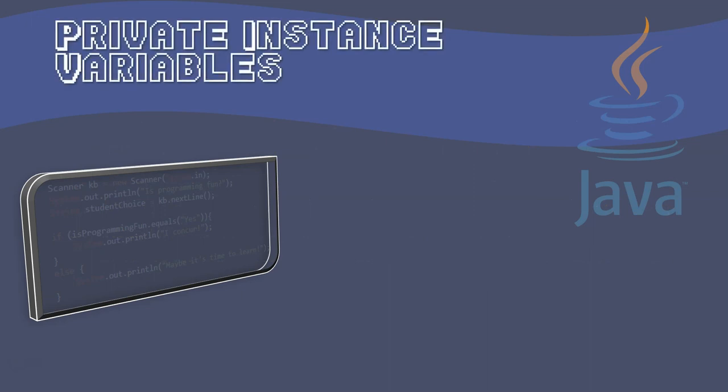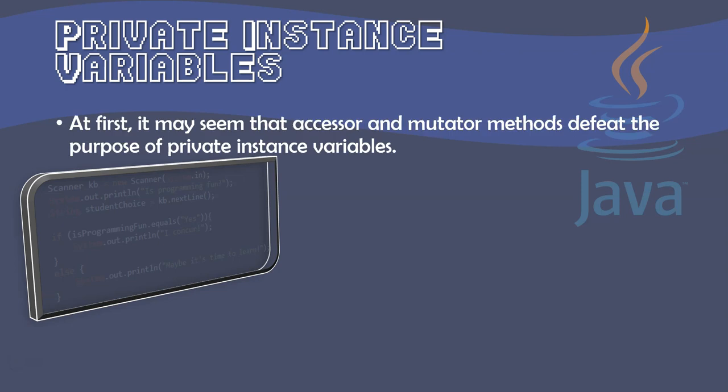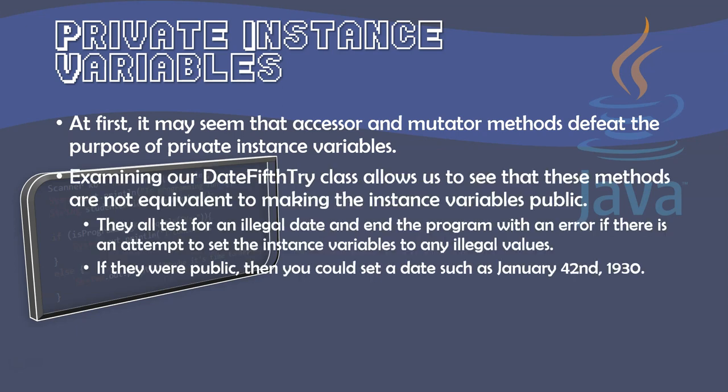Now, let's circle back just a little bit to talk about our private instance variables. At first, it may seem that accessor and mutator methods defeat our whole purpose of having private instance variables, because now we can find these values and we can change them. Before, we didn't want you to be able to change it. Well, there is a reason for that. If we look at how Date5Try is working, it allows us to see that these methods are not equivalent to making the instance variables public.